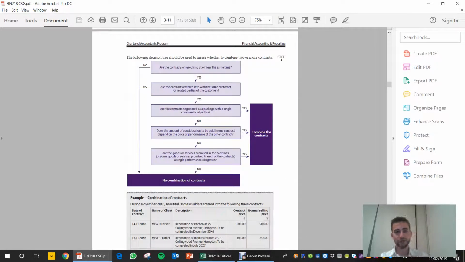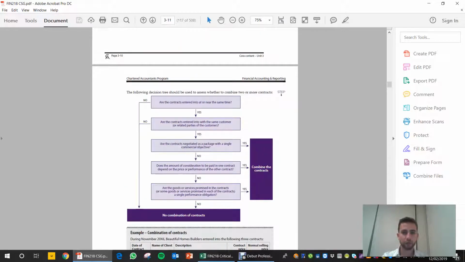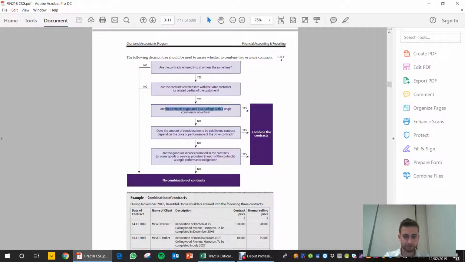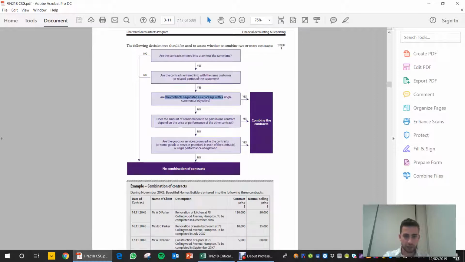So you can see there's a fair amount of difference. There is a flow chart that you need to follow as to whether or not you need to combine them. So there's a few key steps. First of all, are the contracts entered into at the same time? That's the first key point. Number two, is it the same customer? Number three, are they part of the same single commercial objective? For example, you might be refurbishing a house. Are they all in aggregate for the purpose of refurbishing the house? And there are some other minor steps, but these are the three main key ones.